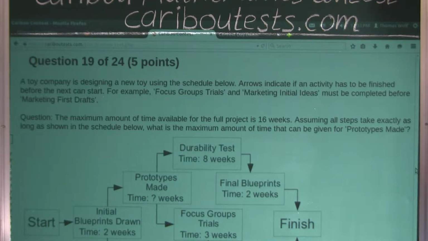Question: the maximum amount of time available for the full project is 16 weeks. Assuming all steps take exactly as long as shown in the schedule below, what is the maximum amount of time that can be given for prototypes made?